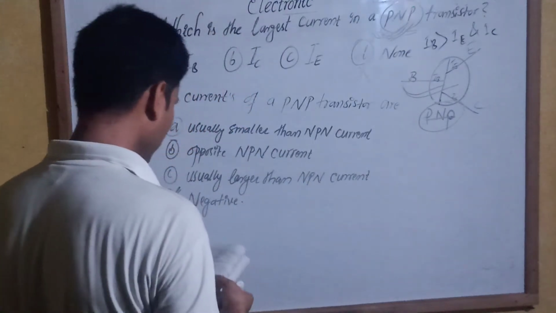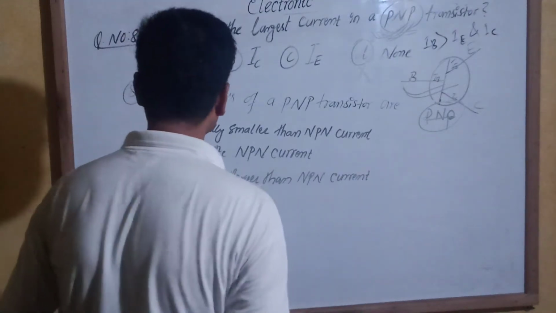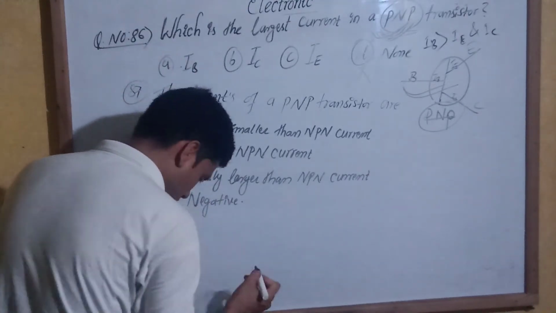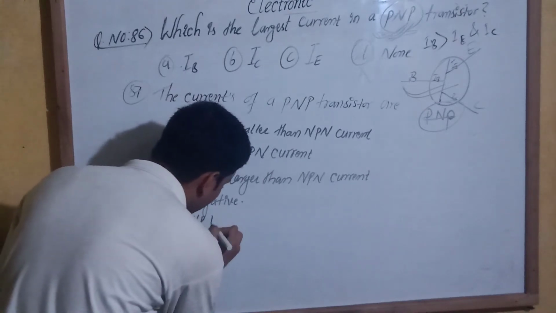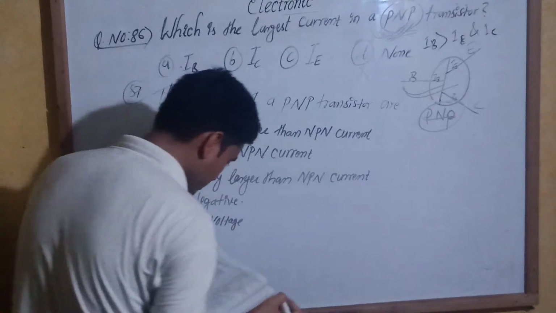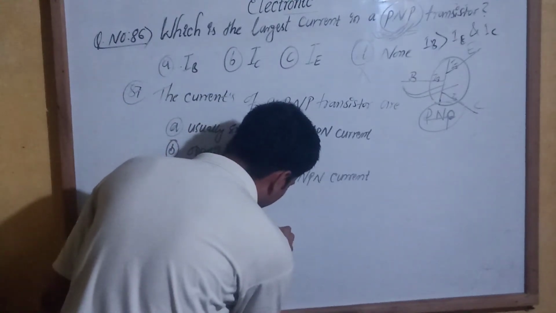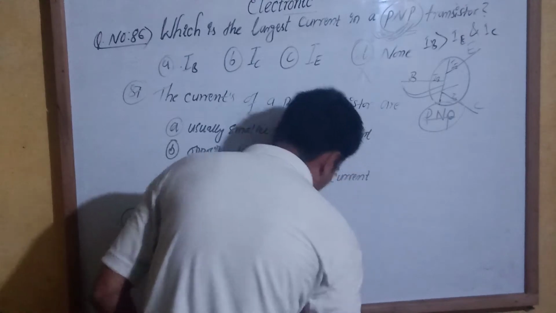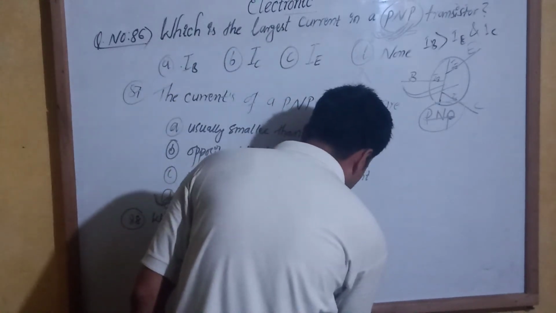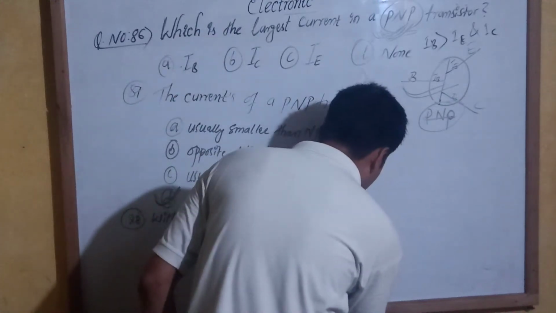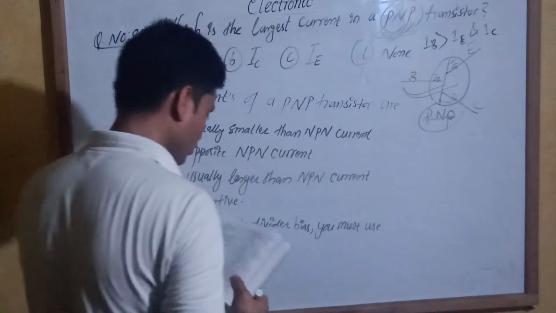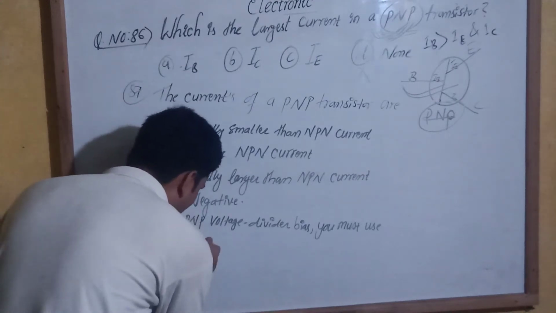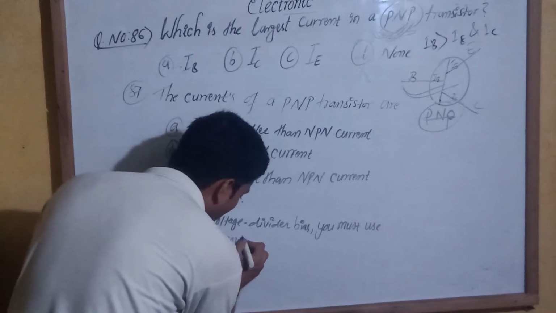Okay, I have the next question. With PNP voltage divider bias, question number 88. With PNP voltage divider bias, you must use a negative power supply. Option A, negative power supply.